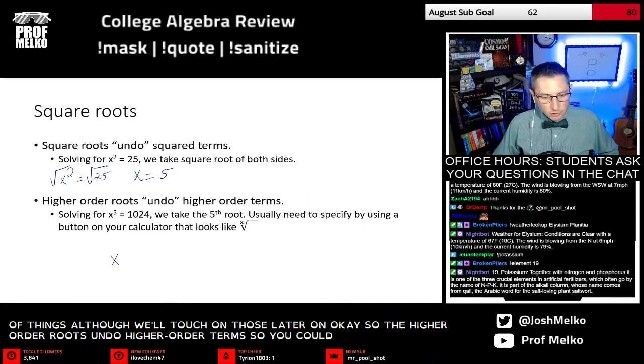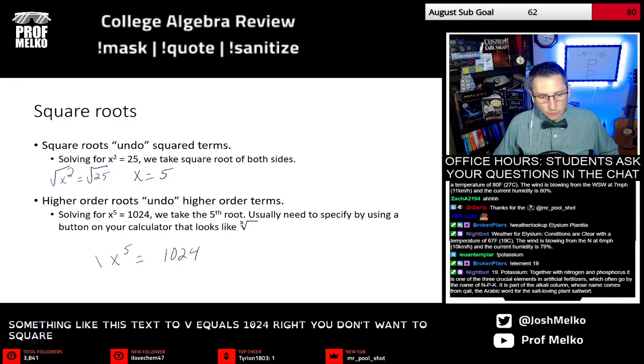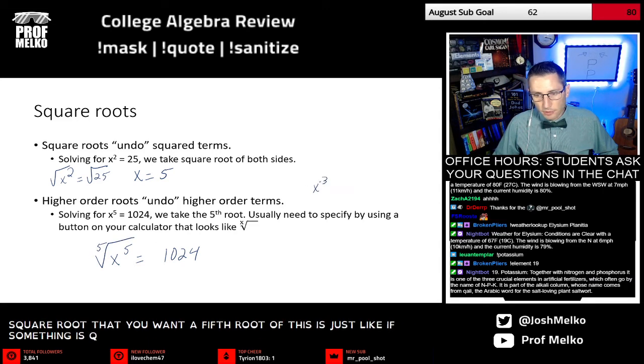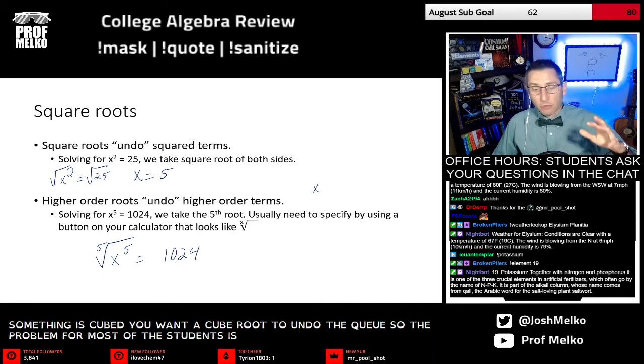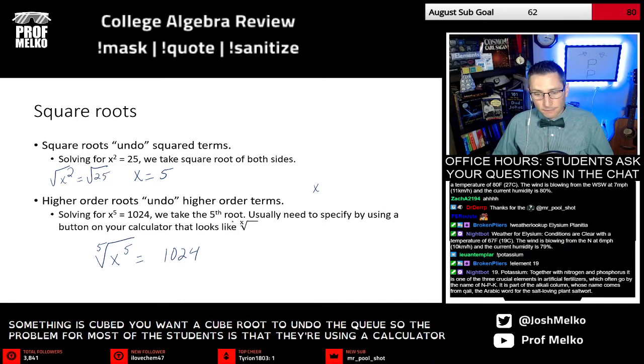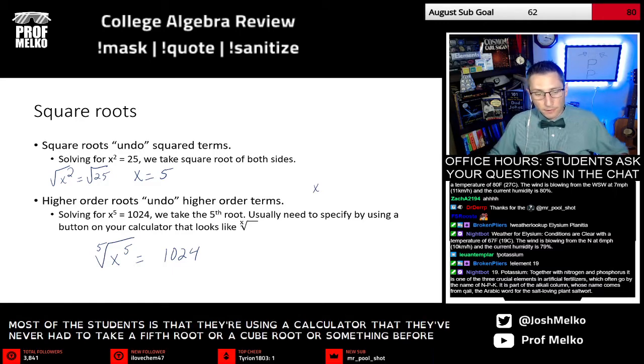So you could try to solve for something like this: x to the 5th equals 1024. You don't want a square root. You want a 5th root of this, just like if something is cubed, you want a cube root to undo the cube. So the problem for most of the students is that they're using a calculator and they've never had to take a 5th root or a cube root or something before.